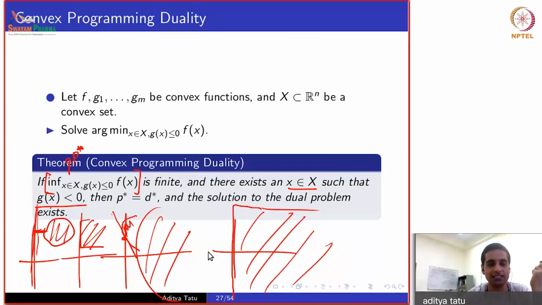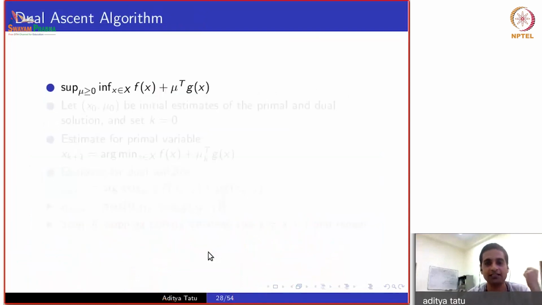Because once strong duality is guaranteed, you can go ahead and solve the optimization problem by solving the dual problem, which is stated over here. One of the most primitive algorithms that is used is called dual ascent. Instead of one constrained optimization problem, I now have two almost unconstrained optimization problems. Almost, because there is a small constraint on mu that it has to be non-negative. But apart from that, I have removed all constraints.